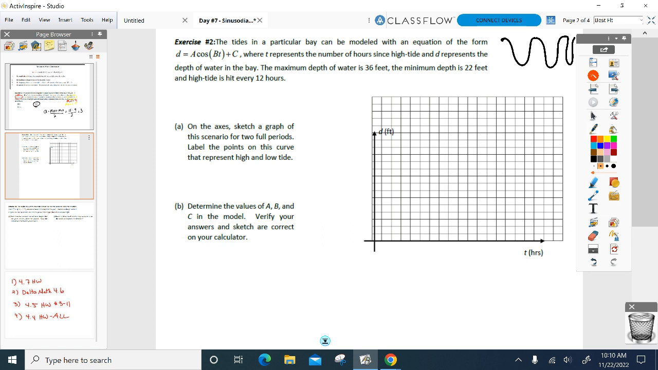First number I see is 36. 36 is the what here? Just the max. I don't care if it's the max depth of the water, but there's your max. And then I see another number, 22. That's my minimum. So similar to number one, I'm giving you max and min, but now I give you a third number. This is where it might complicate things for you guys. 12. High tide hits every 12.